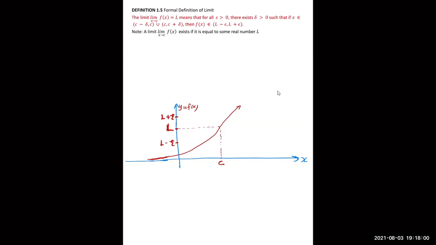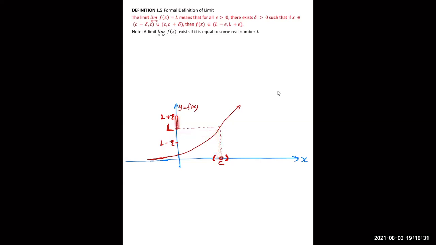Why is it possible? Think about the delta punctured interval like this. Now, if you pick any x value in this delta punctured interval, by the way, when you say delta punctured interval, this point is not included. C is removed. Everything else is included. Now, if you take any x value in this delta punctured interval, your y value is going to fall within the interval L minus epsilon, L plus epsilon, right?